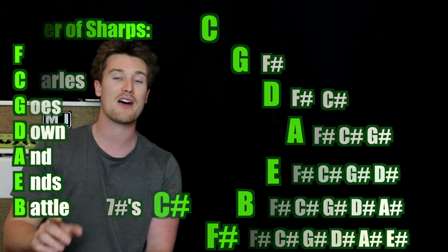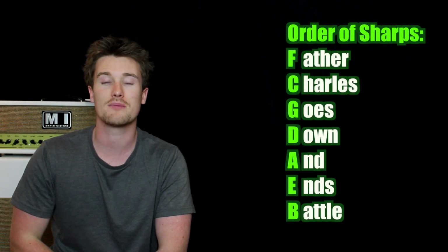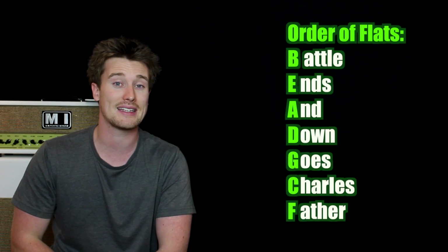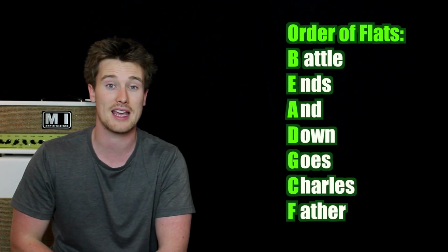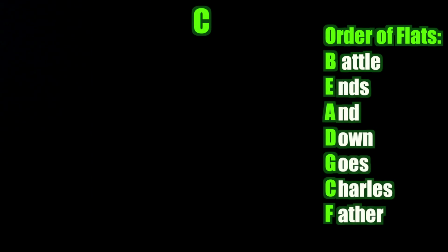So we've done half of the clock face, well done. Now that we've got the order of sharps, Father Charles goes down and ends battle, you simply reverse it and you've got the order of flats: B, E, A, D, G, C, F. Or, battle ends and down goes Charles' father. That's it. That is the order of flats. So now we start at 12 o'clock on C, and we move down that number of semitones.